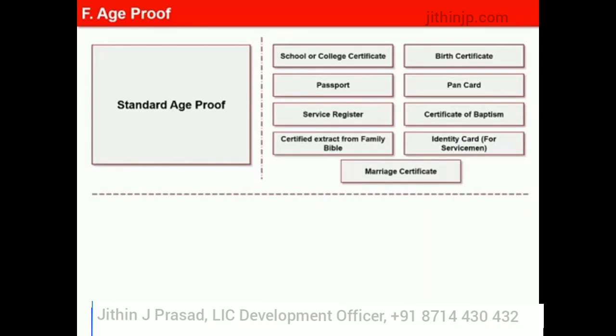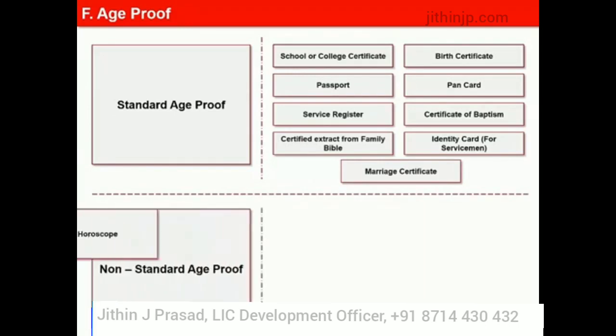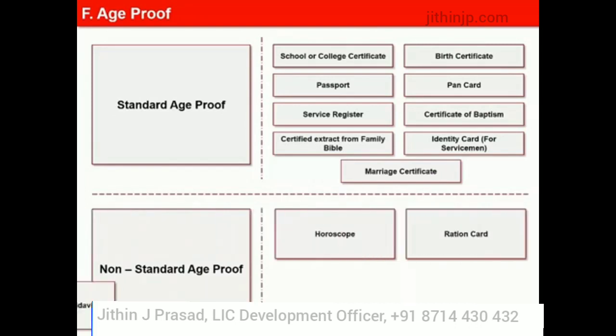When standard age proofs are not available, the life insurer may allow submission of a non-standard age proof like horoscope, ration card, an affidavit by the way of self-declaration, or certificate from village panchayat.